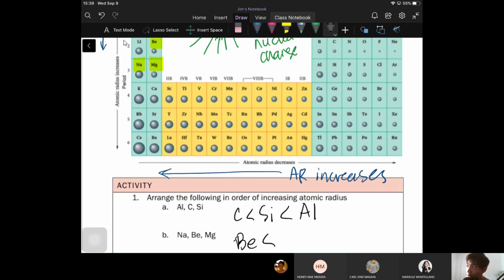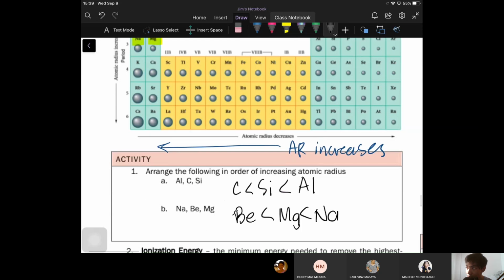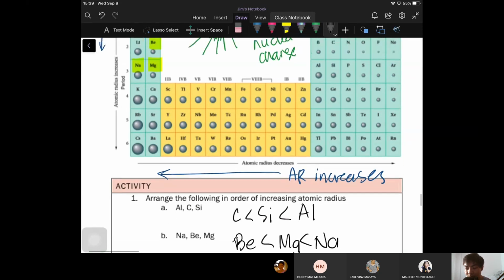Okay, so we will compare sodium and magnesium. Who is bigger of the two? Sodium. Why? Because it's on the left side, going from right to left. Sodium is on the left, magnesium is on the right. Anything on the right has a smaller size. Anything on the left has a bigger atomic radius. So sodium would be the biggest, and magnesium is in the middle of the two. So that's our trend.